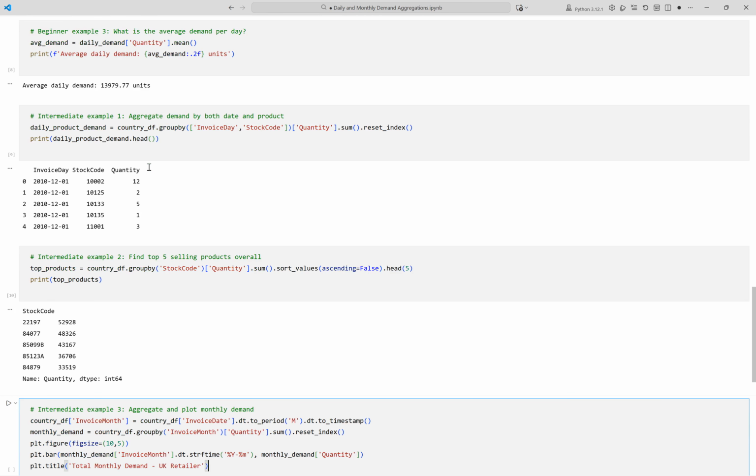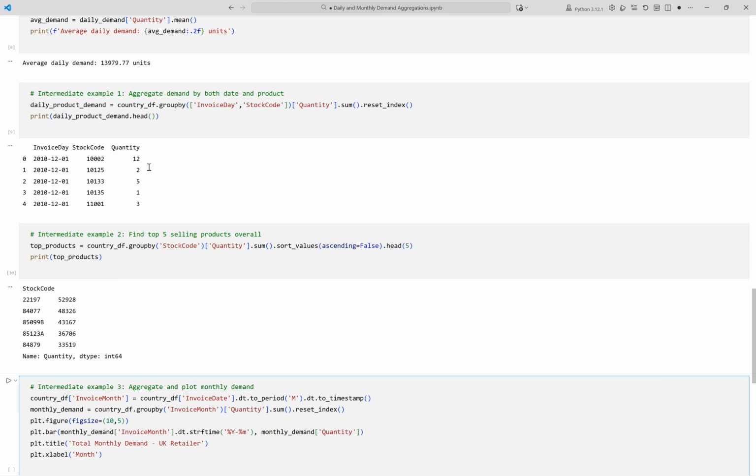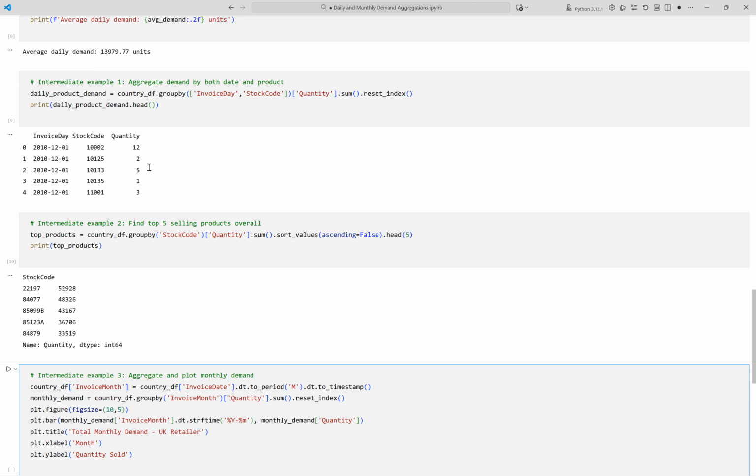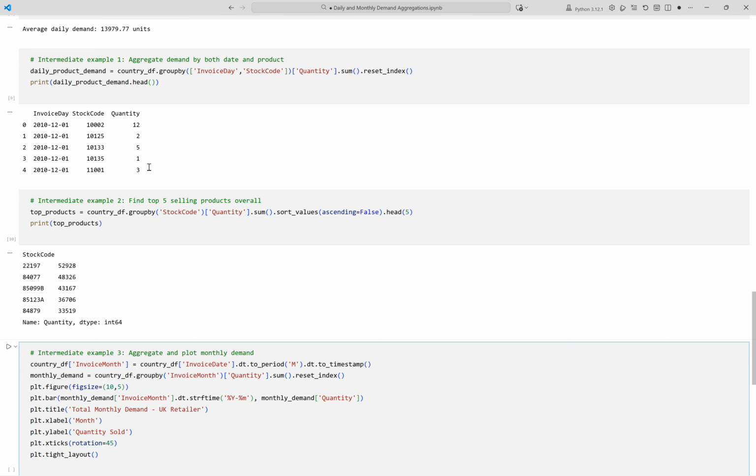monthly context. We label the x-axis as months. We label the y-axis as quantity sold. We rotate labels for visibility. We finalize the plot to show periodic demand surges or drops.